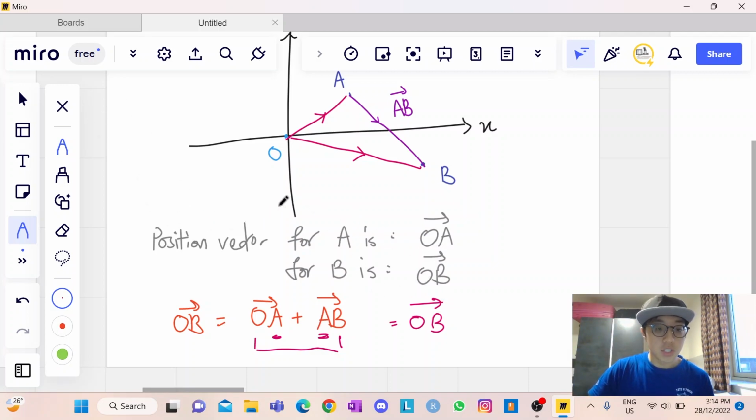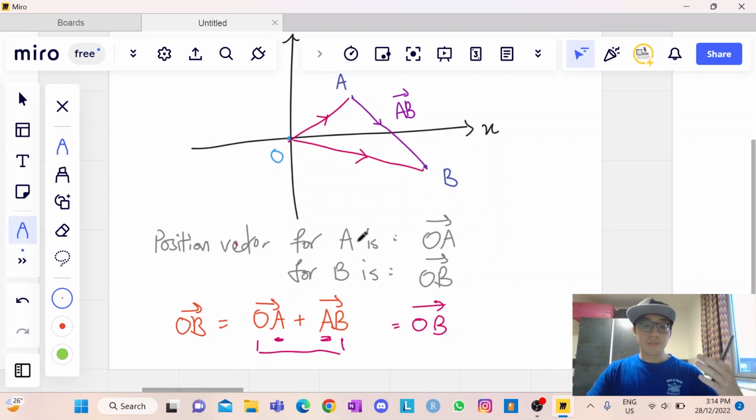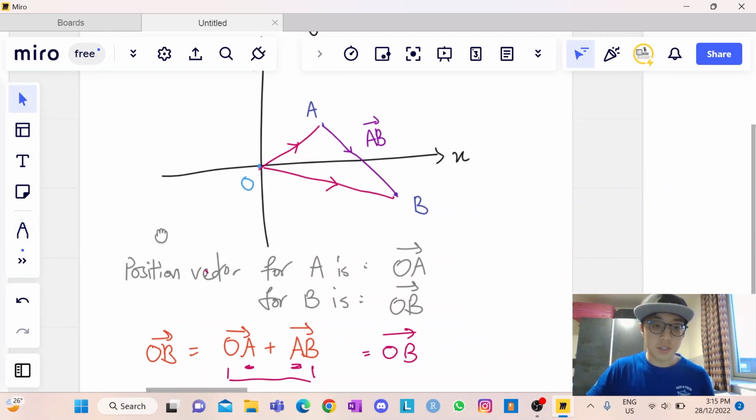So position vectors are just the vectors from the origin. You can use this relationship, let's say given that A to B is a vector, and O to B is another vector. They want you to look for the position vector of A. Then you can rearrange that saying OA equals OB minus AB. So this is all about the position vector.